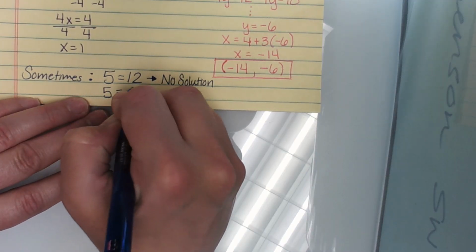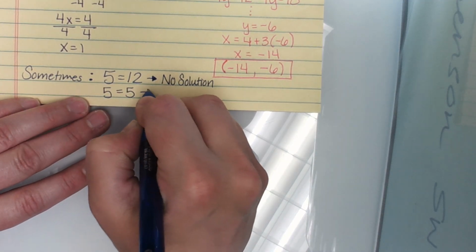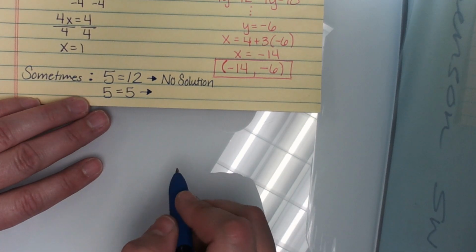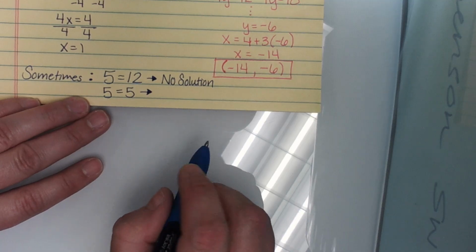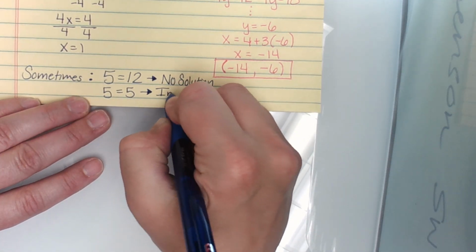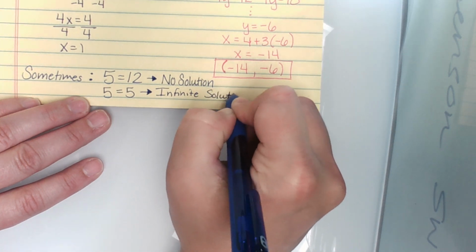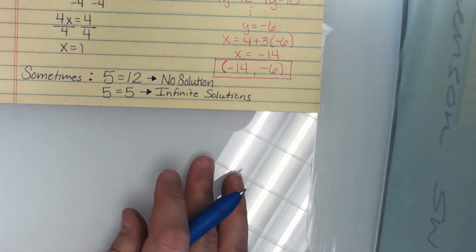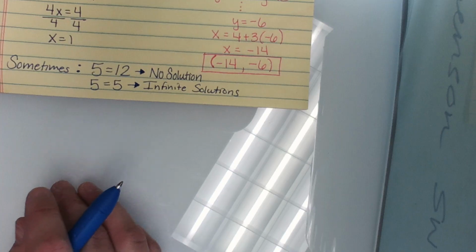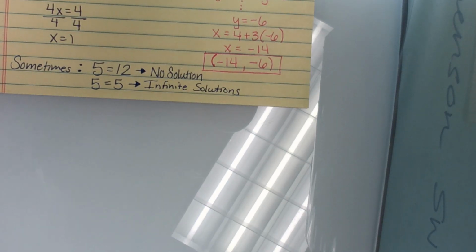Sometimes you might get 5 equals 5. Is 5 equal to 5? Yes, it's always true. Infinite solutions. The solution is not infinity, but there are infinite solutions that would work. So, you can get no solution, you can get infinite solutions to pop up on these problems.